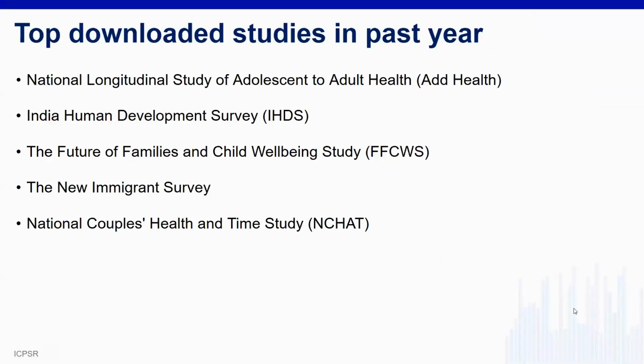Okay, I'm just going to walk really quickly through some of our top studies and some interesting studies. In the past year, here are the 5 that are the most downloaded. The National Longitudinal Study of Adolescent to Adult Health. You may have heard it called AdHealth. This started in 1994 with high school students, and there have been successive waves ever since. This is kind of an interesting one because they were adolescents in 1994. They are not anymore.